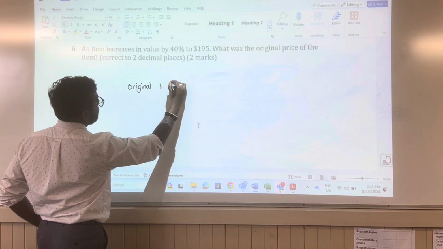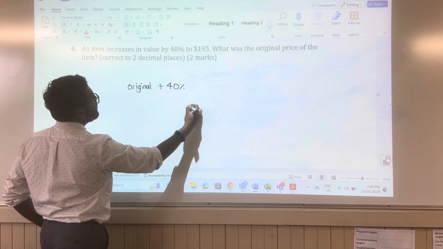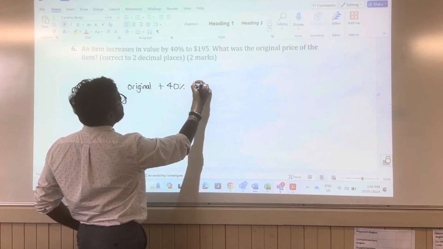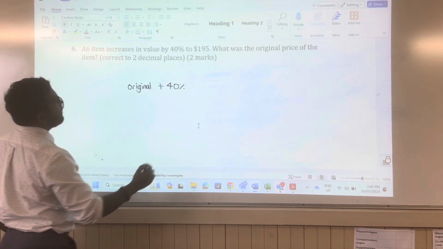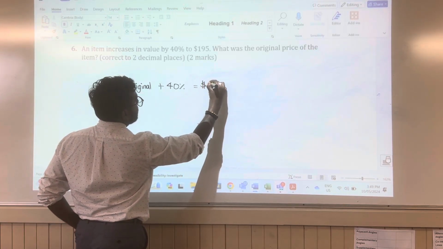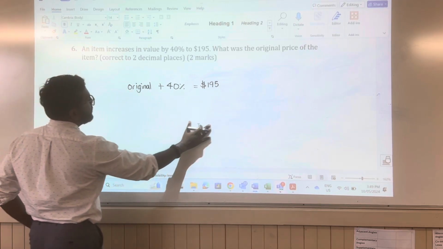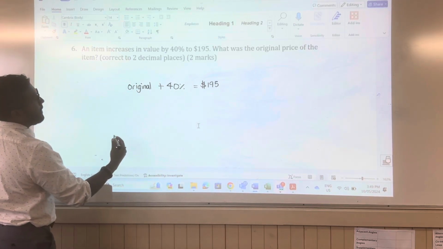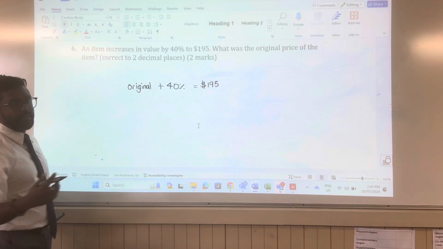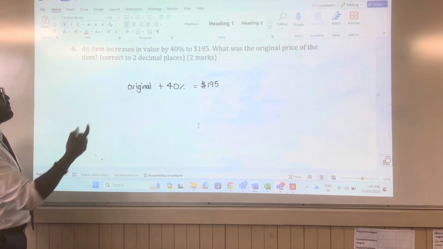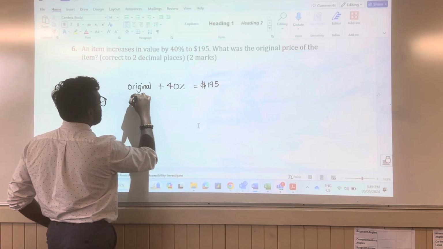Okay, we're going to add 40% and it's going to become what? $195. Okay, so how do we work that out? Okay, and how do we work out the original price of the item? So this is 100%.